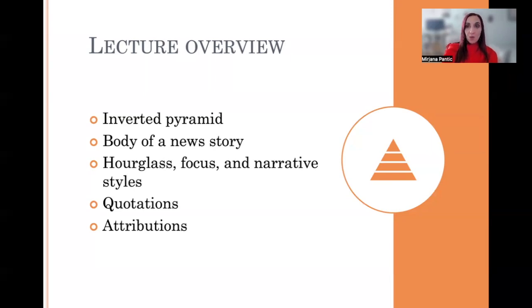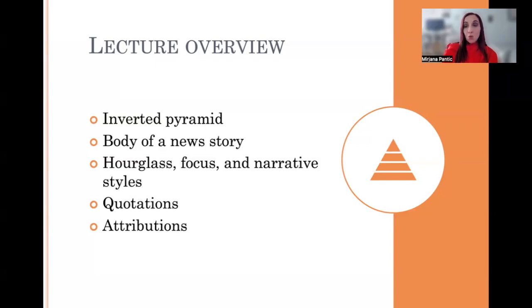Aside from the inverted pyramid story, journalists also use other styles, depending on the story they're working on, that includes hourglass style, focus style, and narrative styles. This is when they write reports, when they write news stories. Quotations are important. They add credibility to our stories. They make the news report more dynamic, more interesting.